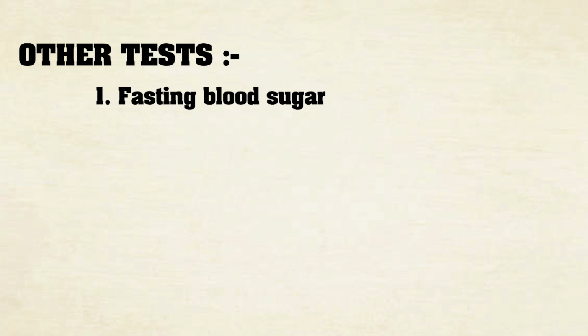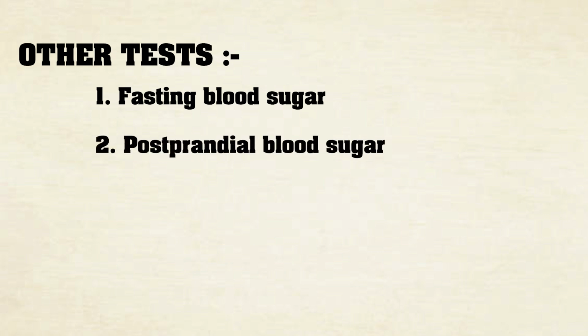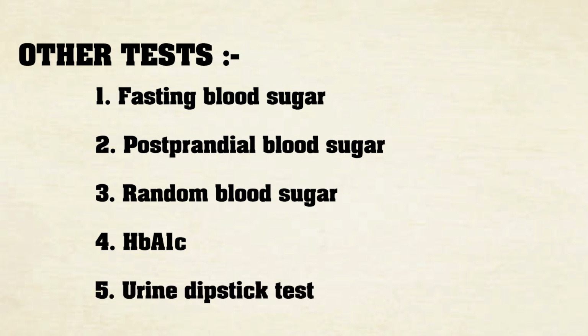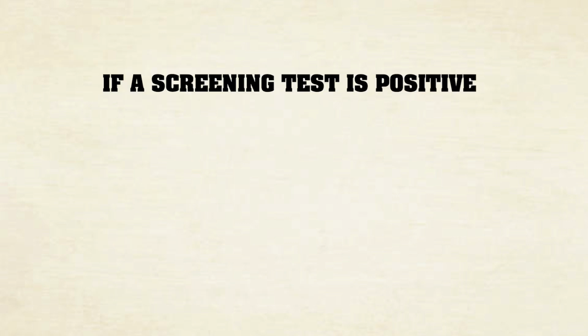A fasting glucose level equal to or above 92 milligrams per deciliter may indicate GDM. Postprandial blood sugar. This measures blood glucose levels 2 hours after a meal. A random blood sugar. While not diagnostic, this can be used for initial screening. HbA1c. Though primarily used for managing type 2 diabetes, HbA1c can provide insight into long-term glucose control. A urine dipstick test. While not diagnostic, glucose in the urine may indicate the need for further testing. If a screening test is positive, a diagnostic test such as the OGTT should be conducted to confirm gestational diabetes.